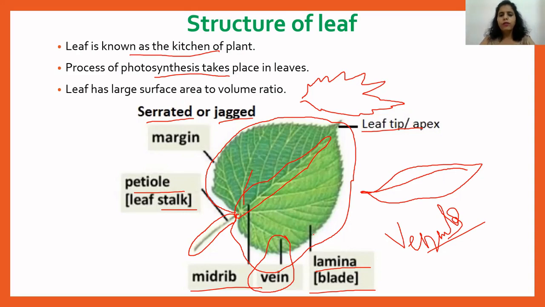Now, if you look at the leaf, for example, just look at my hands. For example, this is one leaf. The entire leaf is covered with a layer of cells. Here is the upper layer of cells, that is the upper epidermis, and the lower layer of cells in the leaf is known as the lower epidermis.